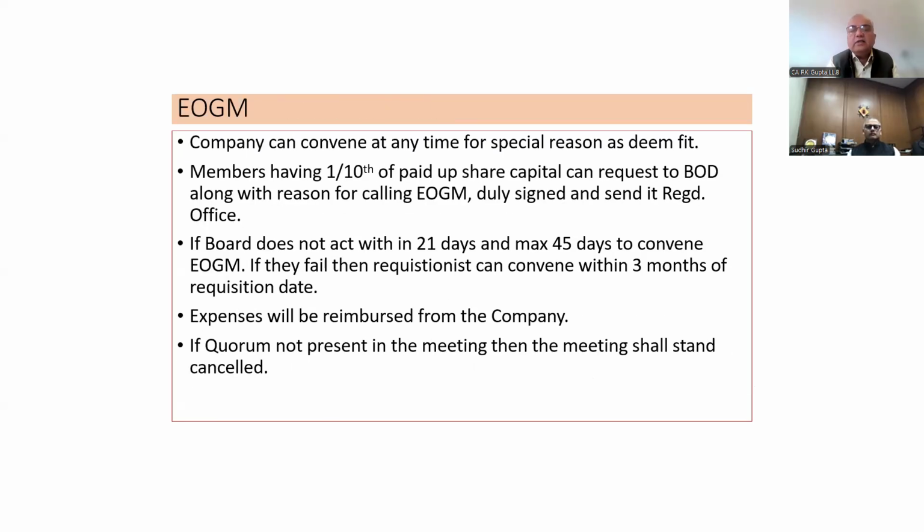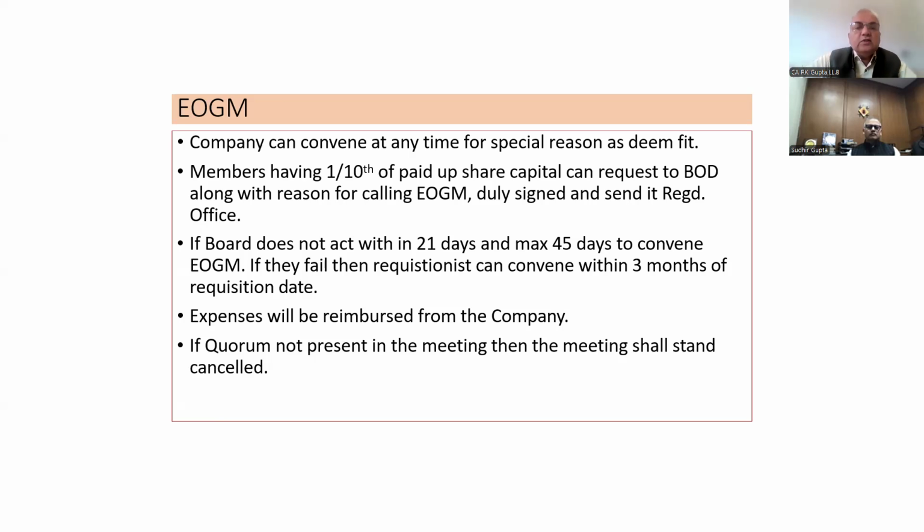Regarding extraordinary general meeting, the company can convene it at any time for special reasons as it deems fit. Suppose the company does not hold this meeting and there is a pressing issue, then members holding 1/10 of the paid up share capital can request the board of directors, along with the reason for calling the extraordinary general meeting, duly signed and sent to the registered office.